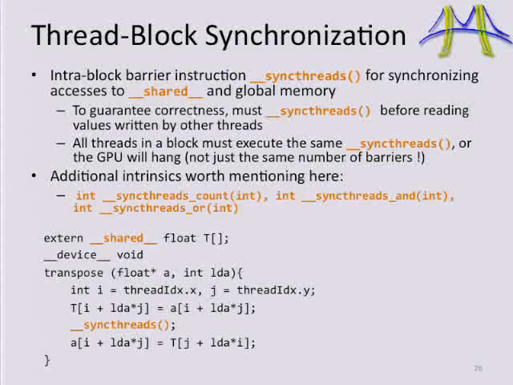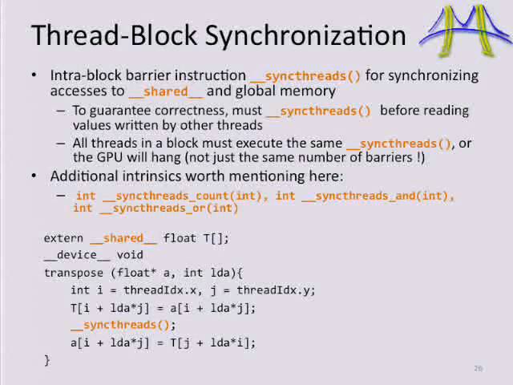There are additional intrinsics that you can use to do small amounts of communication. So, for example, to count the number of threads that have a non-zero integer, to do an AND across all threads or an OR across all threads, which is useful for implementing local reductions, for example. You can imagine uses for them.